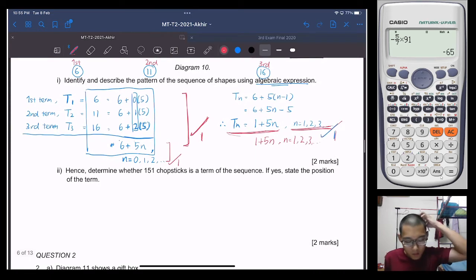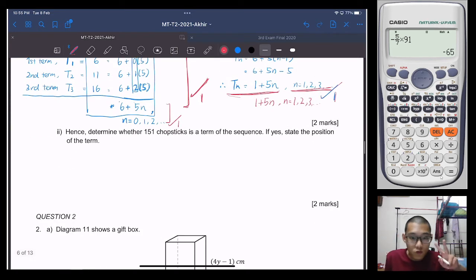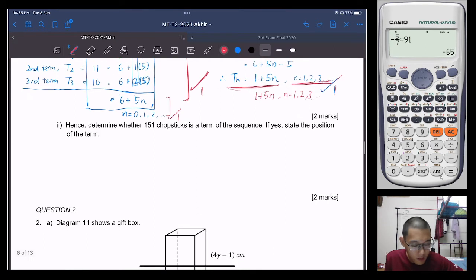After that, we have 2 answers, so don't get confused. Let's say I use the first answer first. Tn is 1 plus 5n, with n equal to 1, 2, 3. It's very easy. Hence, determine whether 151 chopsticks is a term of the sequence or not. If yes, we state the position of the term.